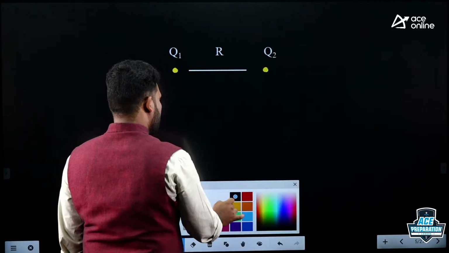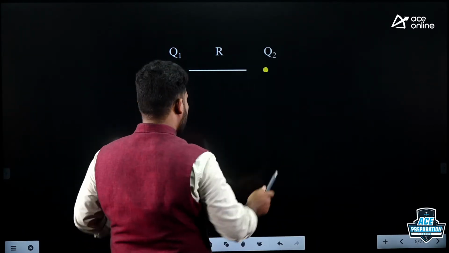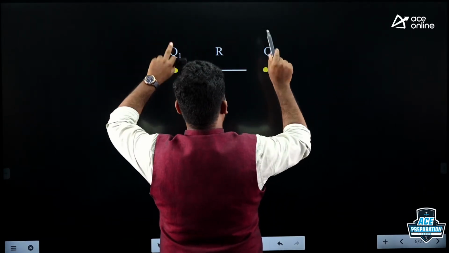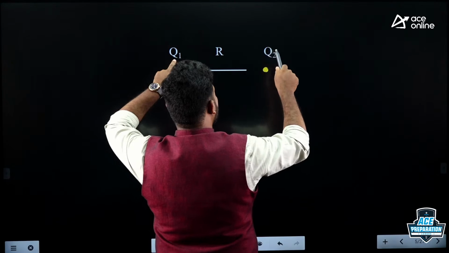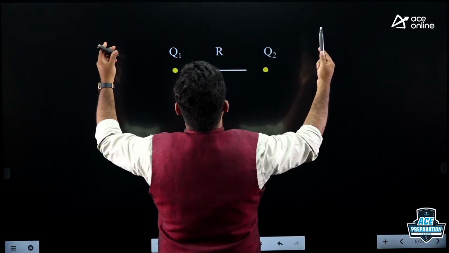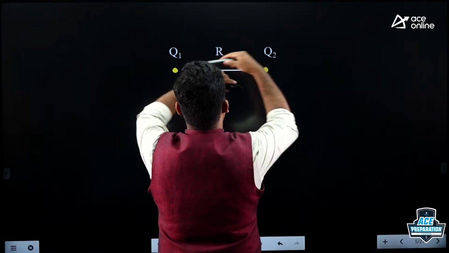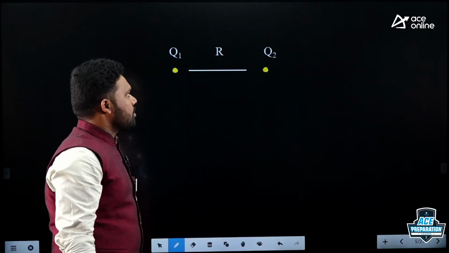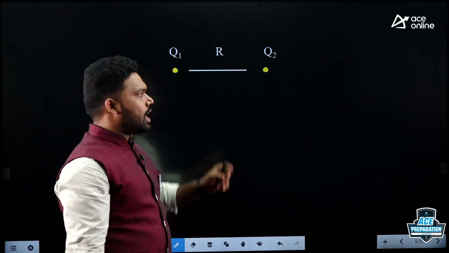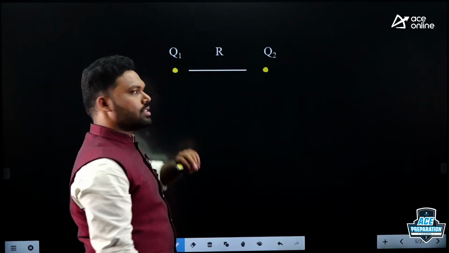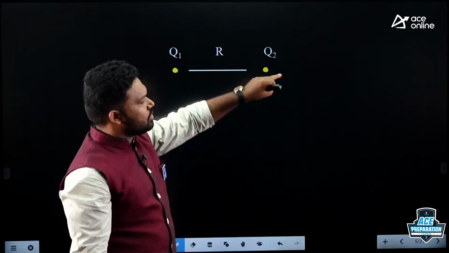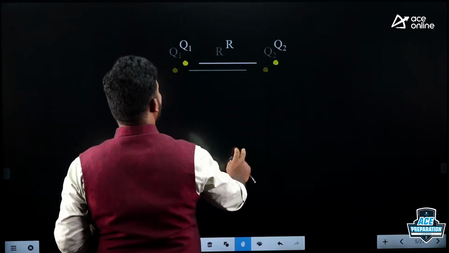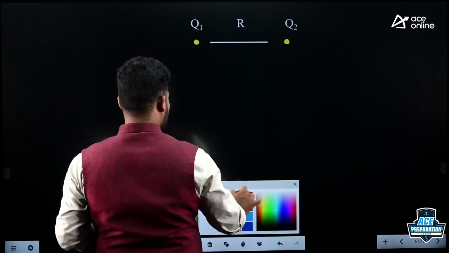Suppose these two are positive charges, what happens? They repel each other. The force will be like this. If they are positive, that means like charges. If both are negative charges, then also they repel each other. If they are positive and negative, or negative and positive, they attract each other. So what is the force between these two? I can say force on this due to that, or force on that due to this. The magnitude of the force will be the same. So what is the magnitude of the force between the two charges? I'm going to call this F.